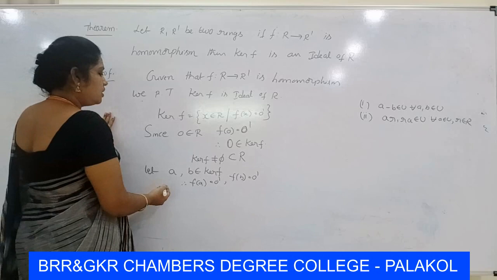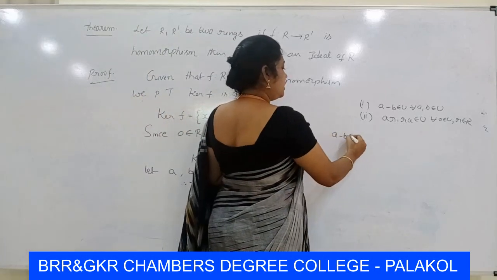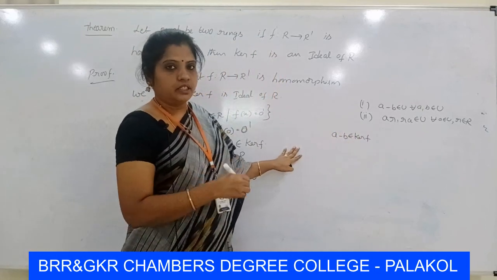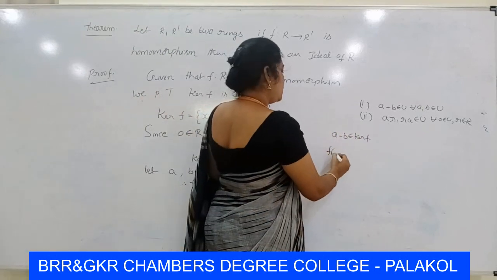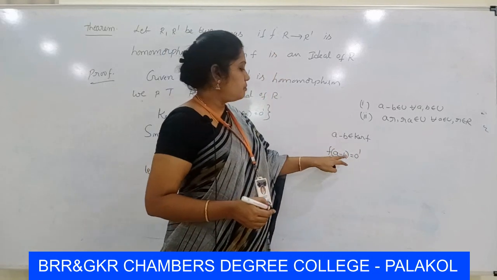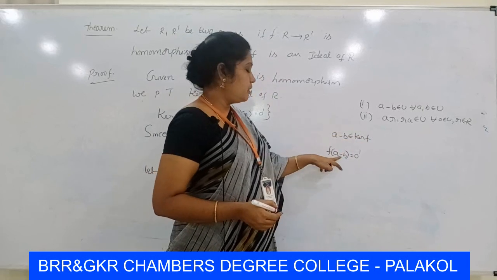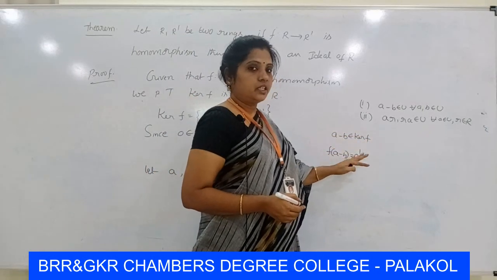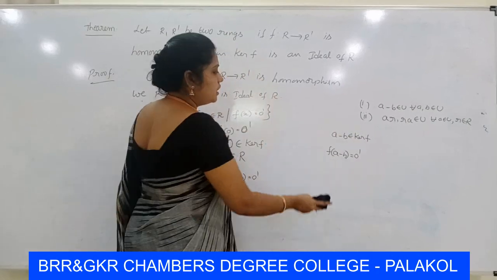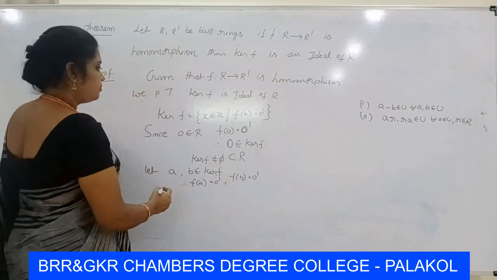Now we have to prove A minus B belongs to kernel F. For this, we have to show that f of A minus B is equal to 0 dash, then A minus B belongs to kernel F. If f of A minus B is equal to 0 dash, then A minus B belongs to kernel F. So we have to prove f of A minus B is equal to 0 dash.